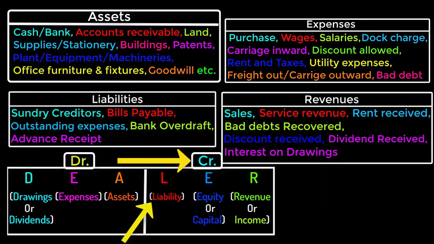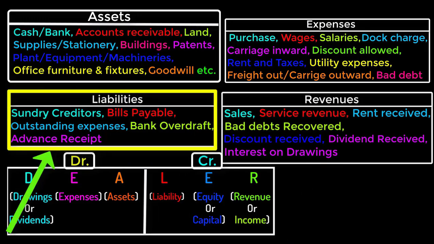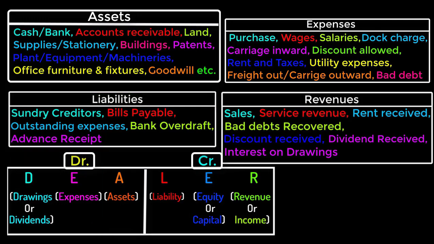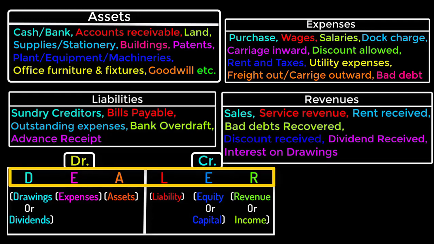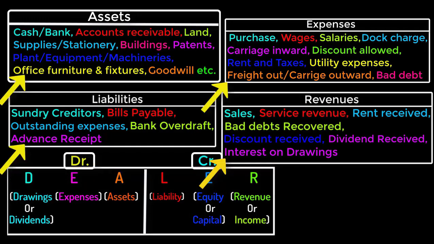Liability is a credit item. So all of these accounts are credit. If they increase, you will have to credit them, and if they decrease, you will have to debit them. Okay? So, my dear students, I hope you have understood the importance of these classifications. You should have the skill to categorize the items properly.